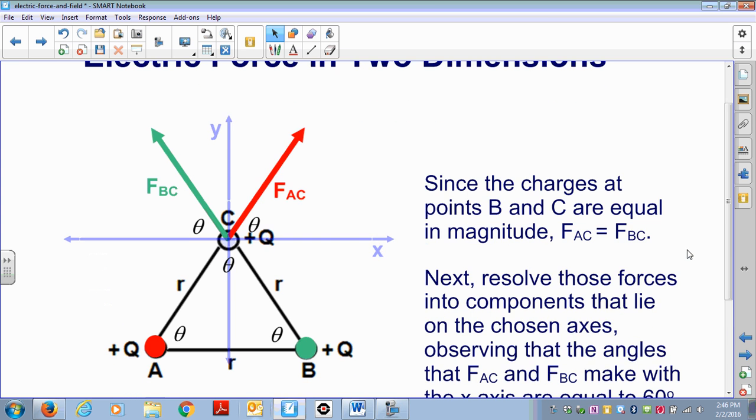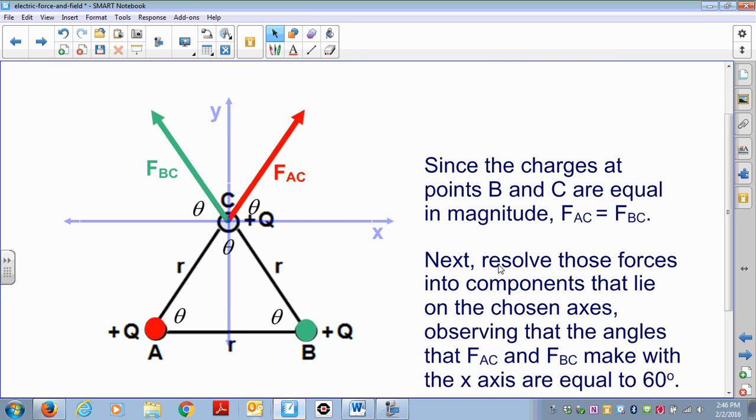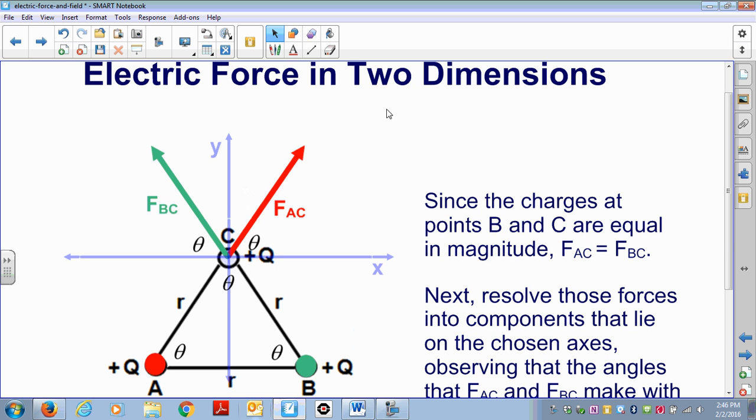Since the charges at point A and B are equal in magnitude, the magnitude of the force on C by A and the magnitude of the force on C by B are going to be equal in magnitude. Next, we're going to break these 2 forces into their components by using sine and cosine. We already know that the angle here of theta is the same as the angle here, which is a 60-degree angle. I'm also going to change the labeling, so it matches what you've been taught in class, because it's the force on C by A, and it's the force on C by B.